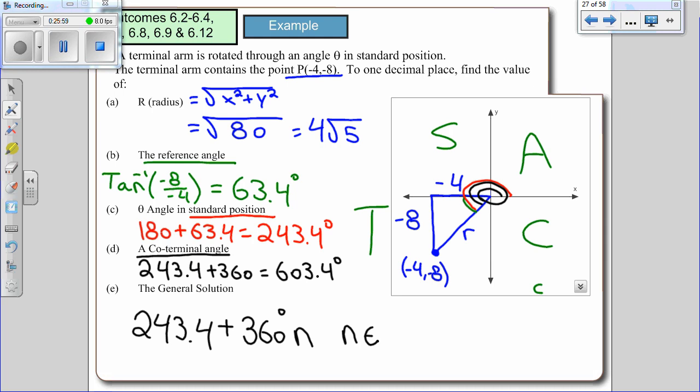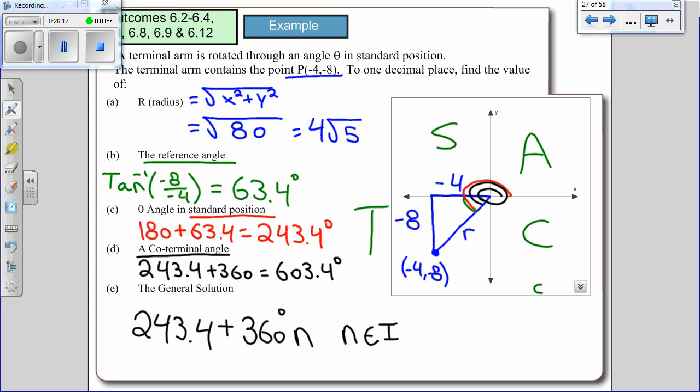You can't have decimals. The reason you can't have decimals is because if I don't do a full 360 degrees, then I never actually got back to the terminal arm, right? That's why you have to have this little part. N is an element of I, or you can have N as an element of W for whole numbers.